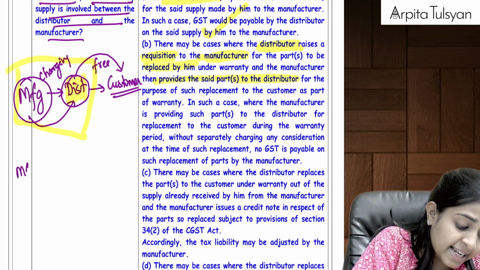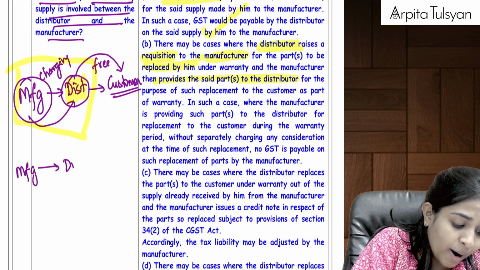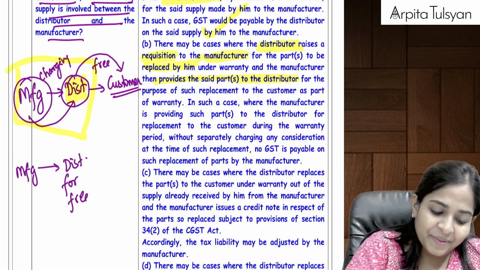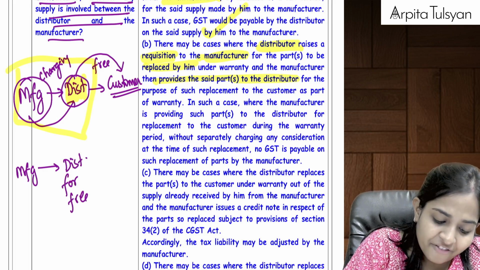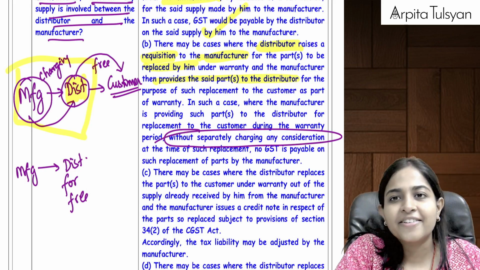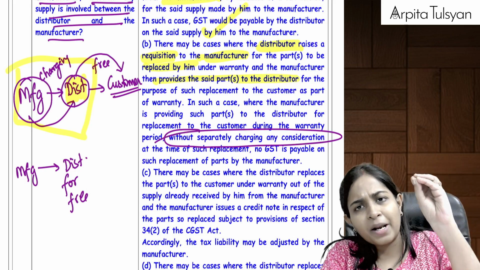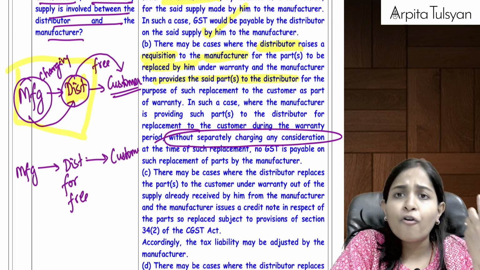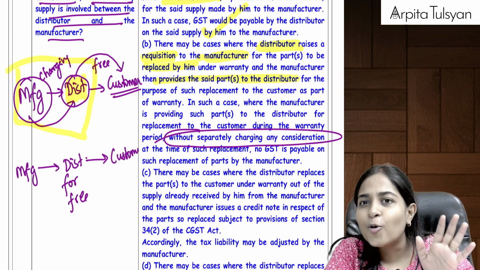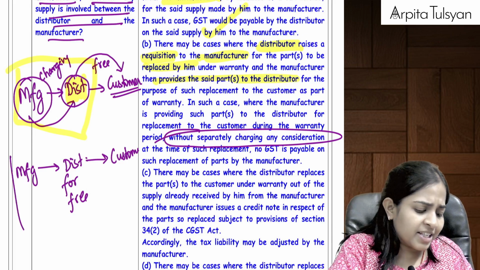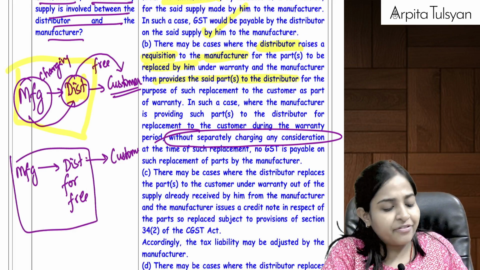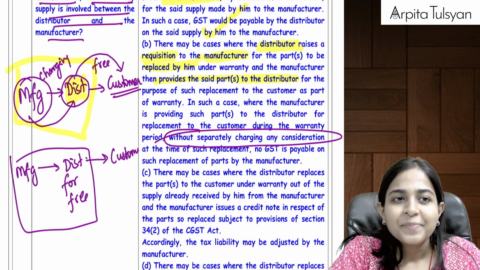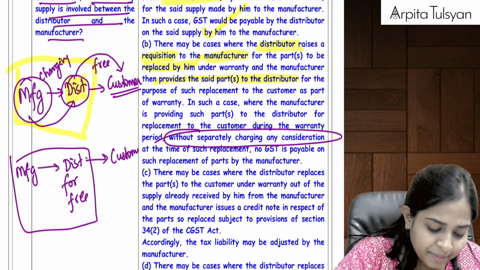In the second case, they are telling that manufacturer is providing those spare parts to the distributor, and if that is provided for free, without separately charging any consideration, means manufacturer is giving the spare parts to the distributor for free and distributor is giving it to the customer for free. Any consideration involved or no consideration involved? No consideration. Can we say here also there is no consideration involved? If there is no consideration involved, then there will be no GST applicable. Are you understanding this? Okay, simple.